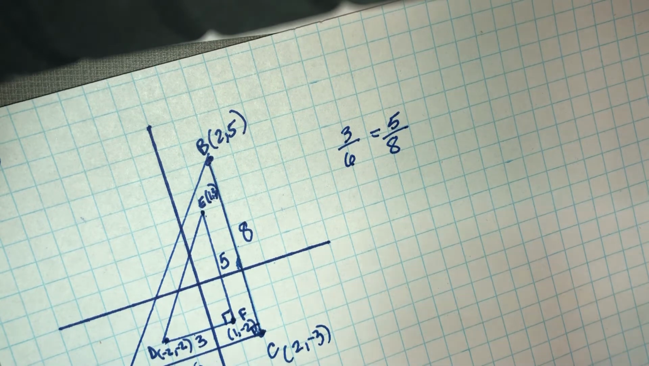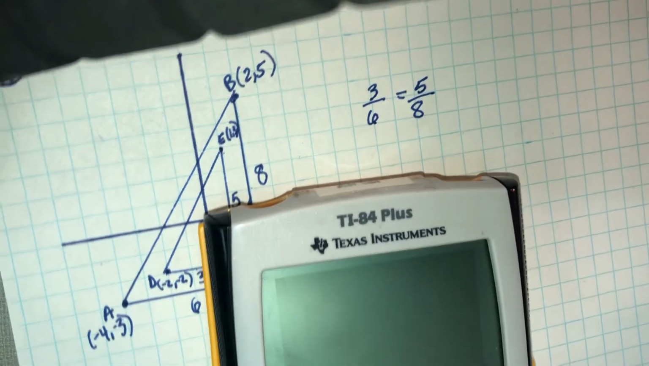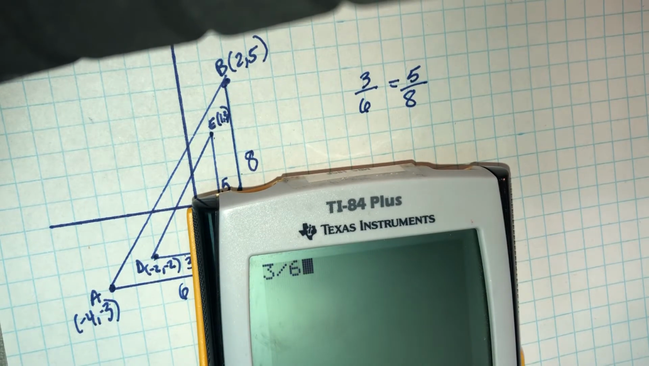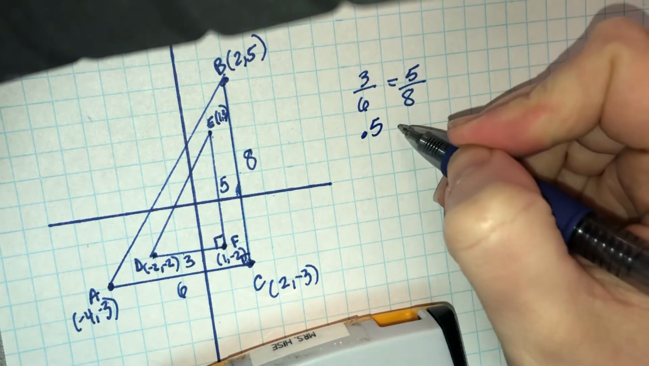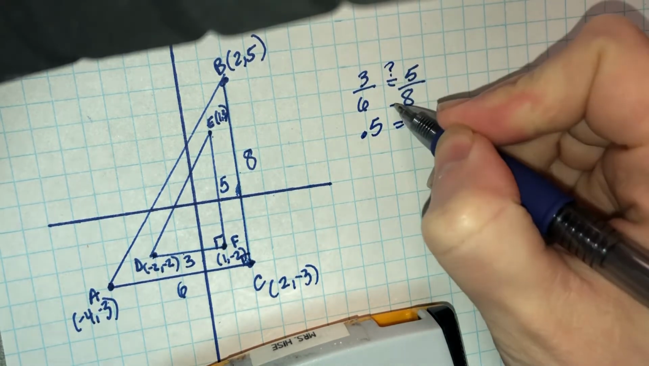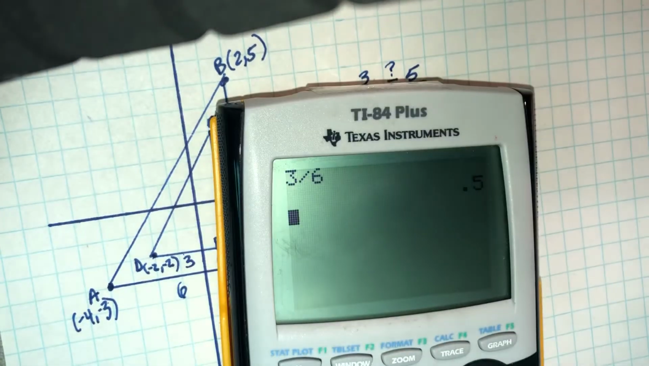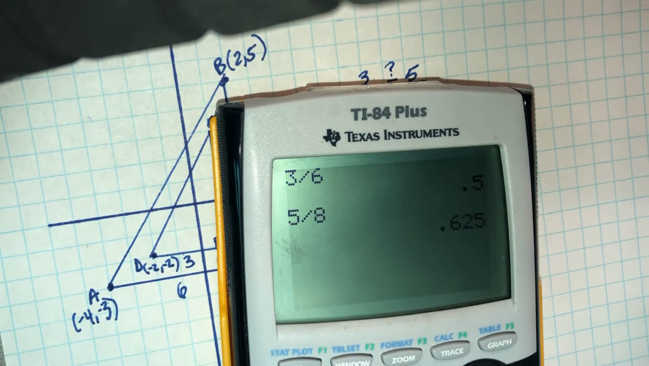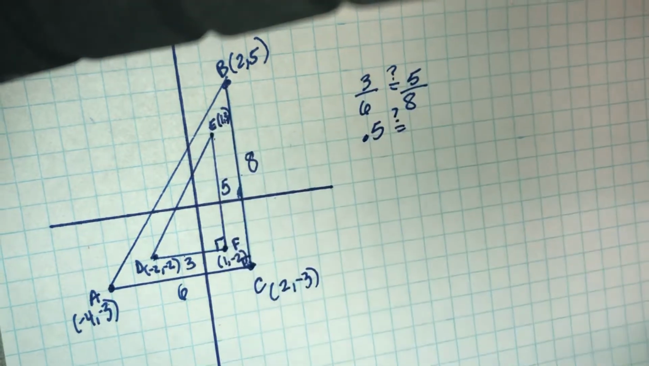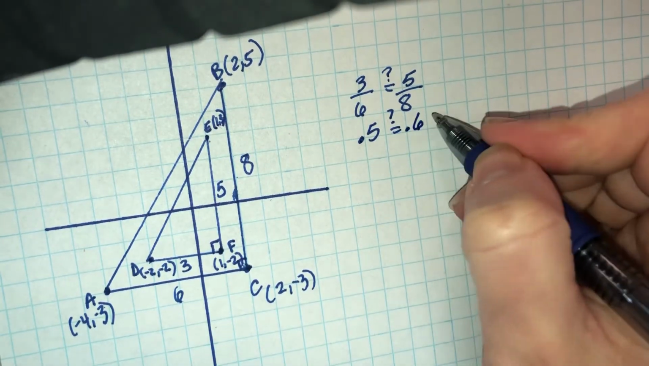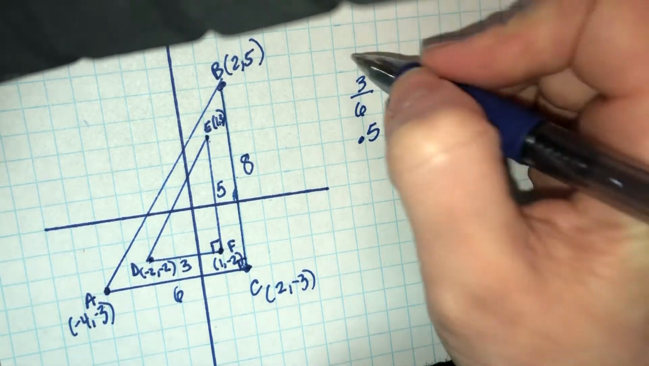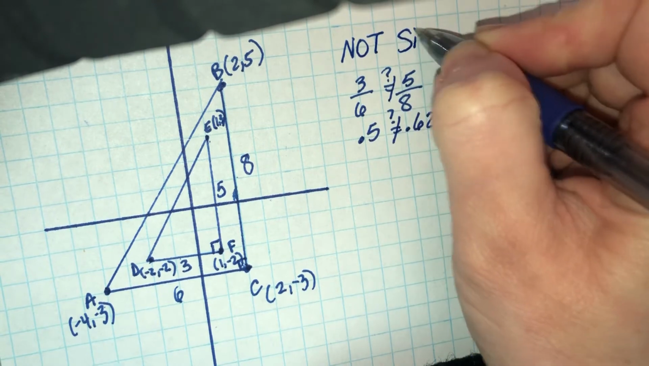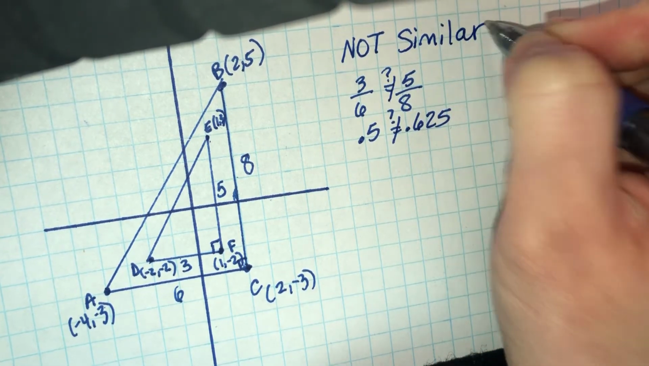Let's see here. Those sides are proportional. 3 divided by 6 is 0.5. And then we're checking to see, does this equal 5/8? So 5 divided by 8 is 0.625. These are not equal fractions, which means these are not similar triangles.